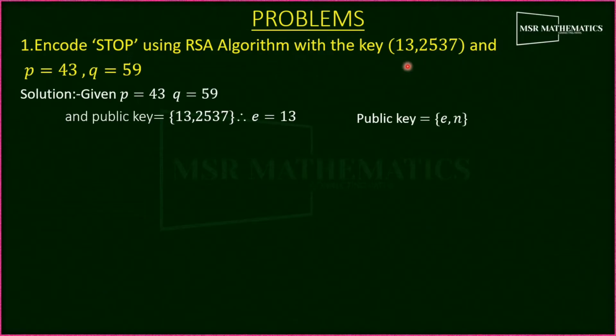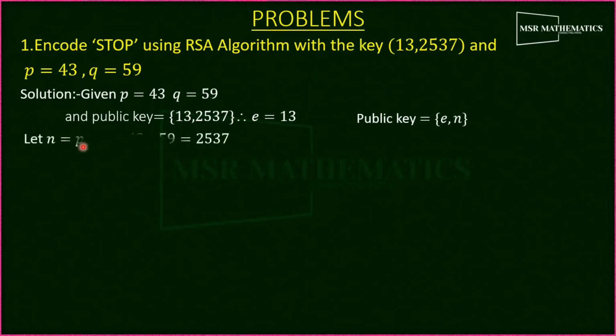Here the key given is a public key, because a public key is nothing but a value made known to everyone, so it cannot be a private key. So this is a public key. The public key is given by the formula (e, n). By the given data, the e value is 13.